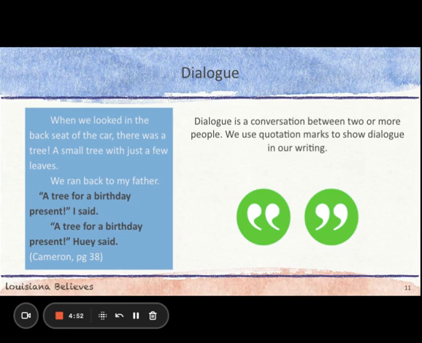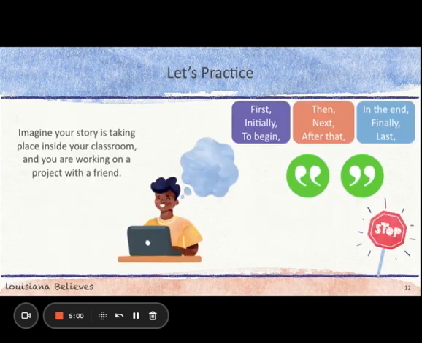The writer signals the reader that the characters are talking by using quotation marks. So now you are ready to complete this task. Imagine your story is taking place inside your classroom, and you are working on a project with a friend. Use this scenario to write a sentence that uses temporal words or phrases. Then write another sentence that uses dialogue. Pause this video to record your answers on your handout at stop sign number 2. Then hit play when you are ready to continue.